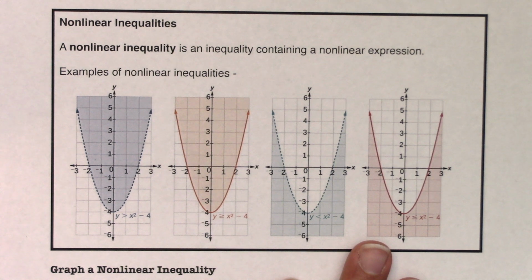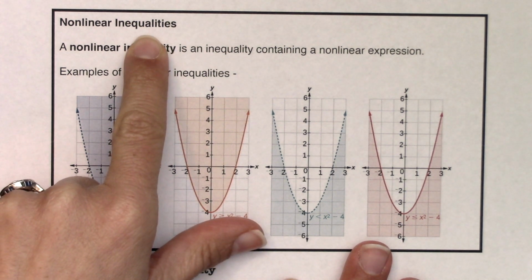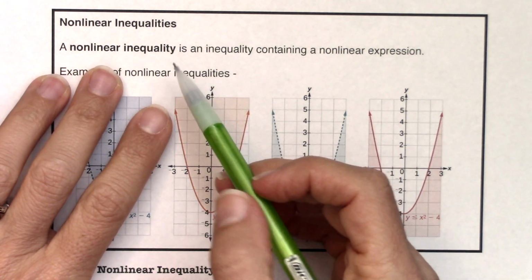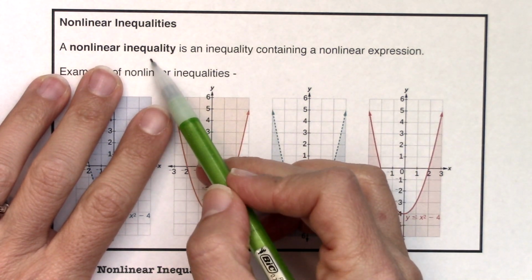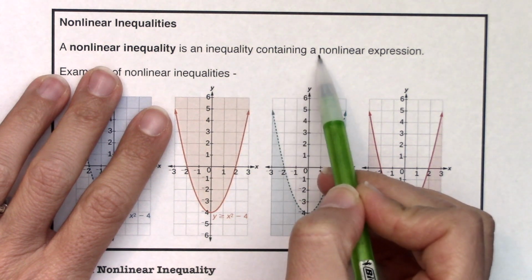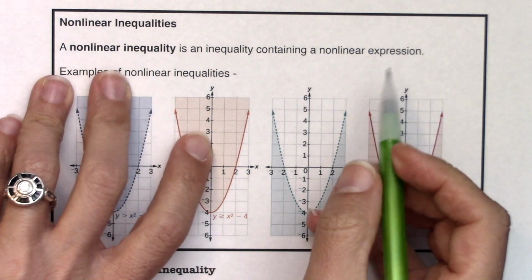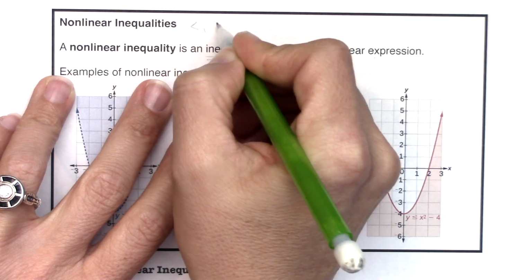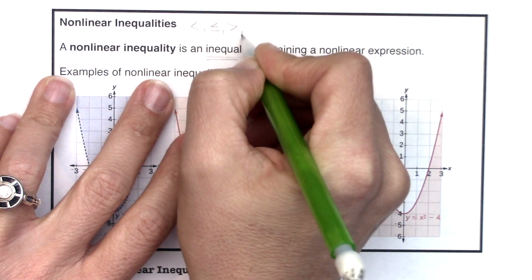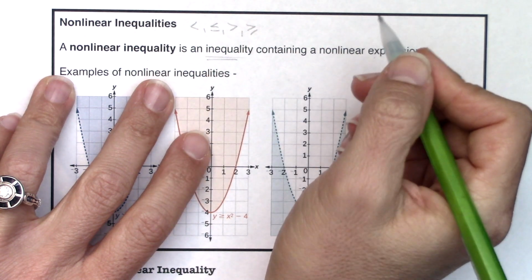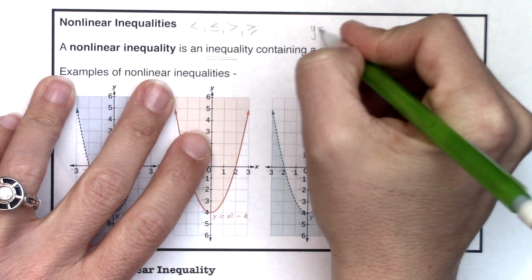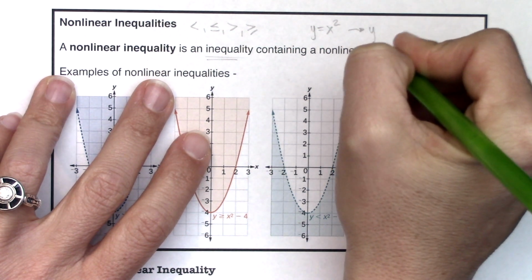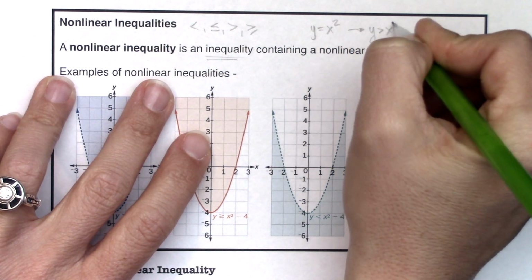Folks, we're going to switch gears for a little bit over to nonlinear inequalities. So I can say, in my words, a nonlinear inequality is an inequality containing a nonlinear expression. Now, when I hear inequality, the symbols that we use for that are less than or equal to, greater than or equal to. So instead of a nonlinear equation like y equals x squared, you might see something like y is greater than x squared, right?